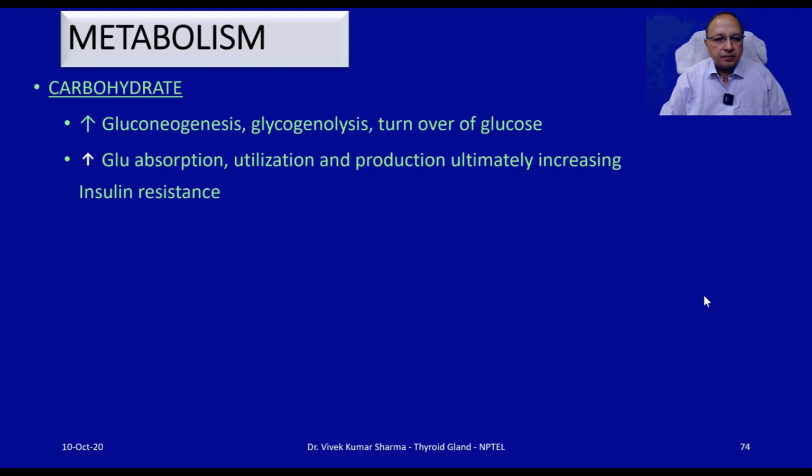Coming to the metabolism, carbohydrate: it is mainly diabetogenic, so it will cause gluconeogenesis, it promotes glycogenolysis, and that will increase the glucose output from the liver. It also enhances the glucose absorption, utilization and production, ultimately increasing the insulin resistance. So it enhances the glucose absorption from the GIT.